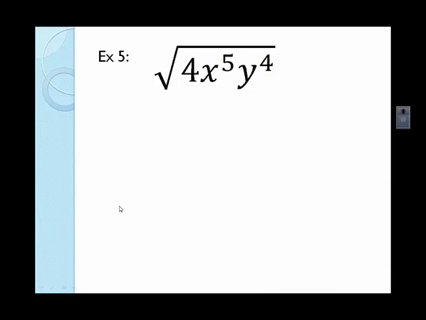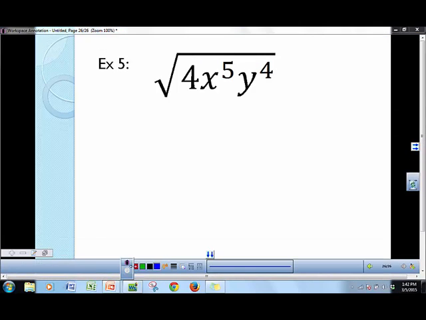So let's look at an example where we have a coefficient and 2 different variables. And we're going to do this one using the shortcut. Typically we don't have to write this down, but since we're talking about that shortcut with indexes, and we're talking about a square root, I'm going to write my index of 2 in here. Okay? So we should already know, based on the prerequisite knowledge, that 4 is a perfect square. So we know that the square root of 4 is 2.